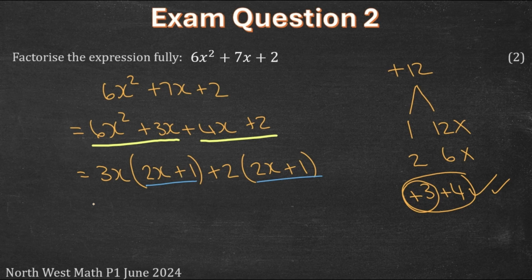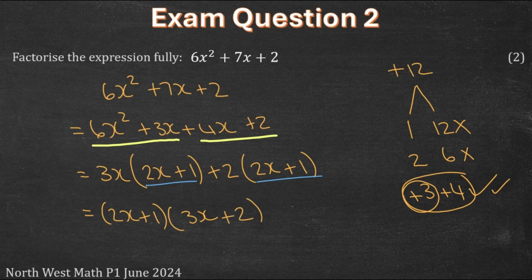So I take out my common bracket as an HCF. I open up a new bracket and let's see what is left over. I take this whole term and I divide it by my HCF. That gives us 3x, because remember, your brackets cancel. And here we have this term. If I divide it by the HCF, I am left with positive 2.